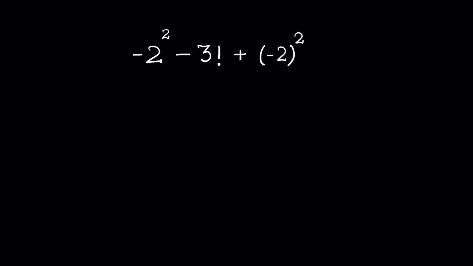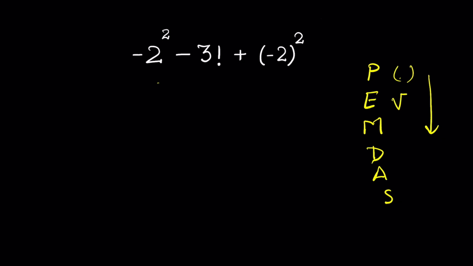This is a question of order of operation, because we have different operations here, and we need to solve it in a certain order. We need to follow this order using the mnemonic PEMDAS: parenthesis, exponent, multiplication, division, addition, subtraction. So this is the order of operation. First parenthesis, then orders, indices, roots, exponents, then multiplication, division, addition, subtraction.